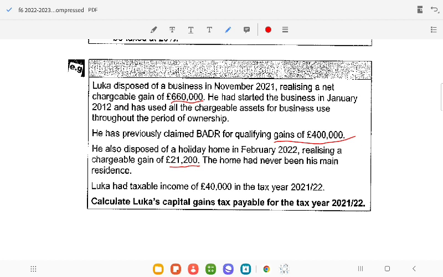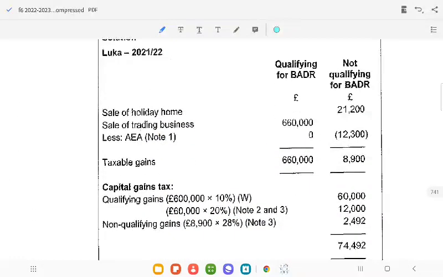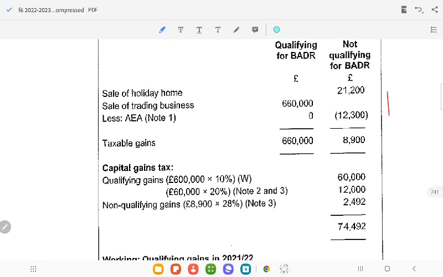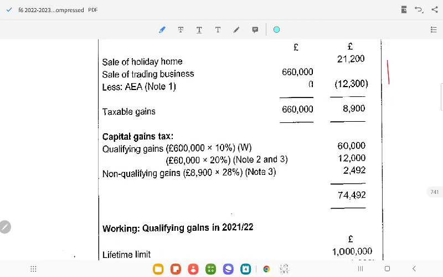Luca's taxable income is 40,000, which means he doesn't have any unused basic rate band. So we record the asset that does not qualify for BADR relief in the separate column and deduct the annual exempt amount from it. We have 6,60,000 of gain that qualifies for BADR relief, but remember that 4 lakh of BADR relief has already been claimed by the individual in previous years. So the gain that is available to be claimed under BADR relief is 6 lakh.